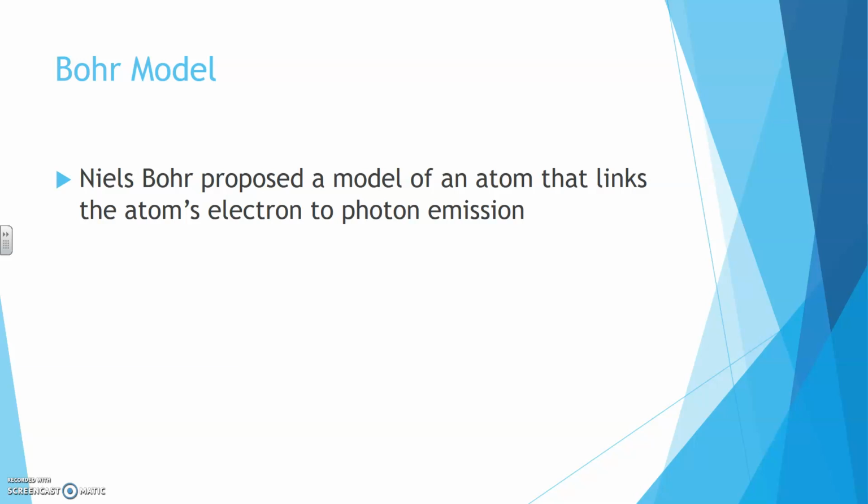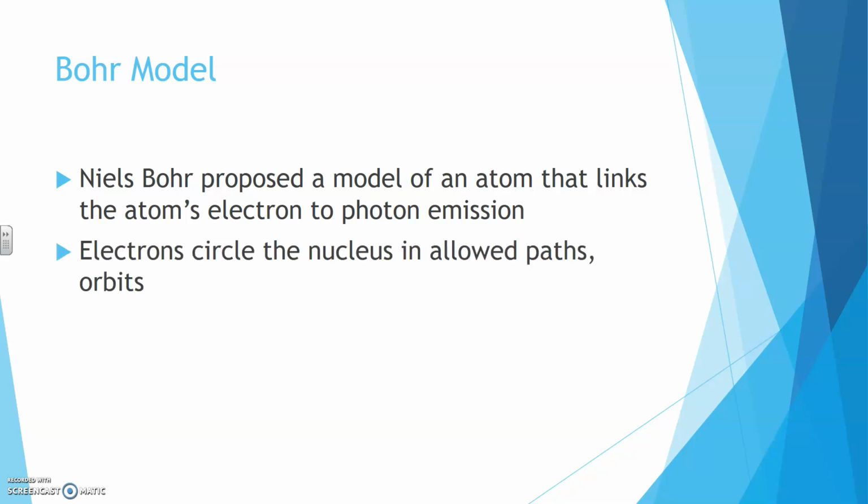Okay, so now we get into the Bohr model. So Niels Bohr proposed a model of an atom that actually links the atom's electron to photoemission. Okay, so this is the planetary model. It's got your nucleus right in the center, and then it's got your electrons moving in defined paths around the nucleus. Okay, so those are called orbits. All right, so we're going to get really familiar with some orbits here in a little bit, okay?